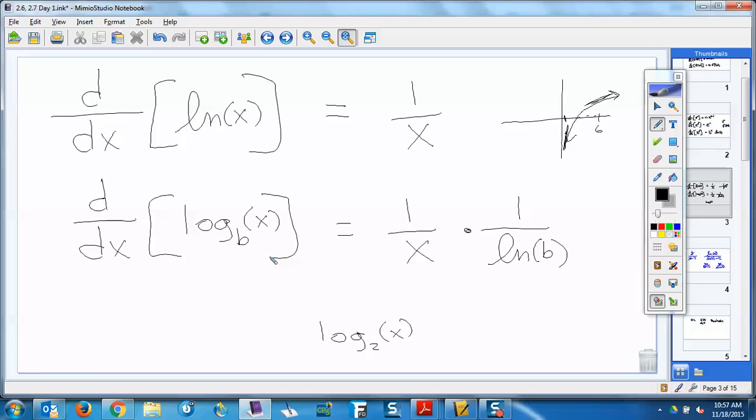Anyway, so b is the base. So if it was log base 2, the derivative would be 1 over x times 1 over natural log of 2. It's just this multiplier that you tack on whenever you do log of another base. And whenever you do an exponential with another base, you tack on just ln of whatever that base is. Okay, so that's the rule.